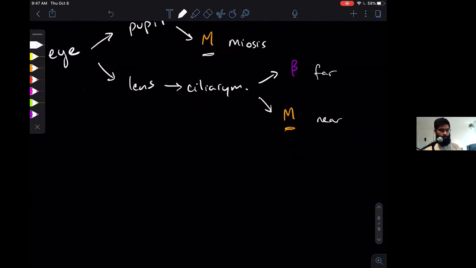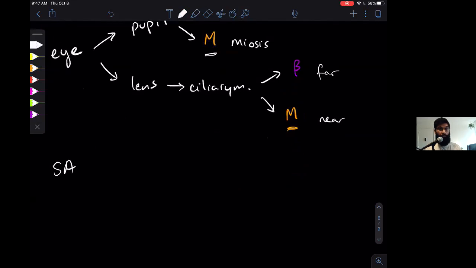Let's take another example. Let's take the sinoatrial node of your heart. This is the primary pacemaker of your heart. The sinoatrial node is going to be under control of both sympathetic and parasympathetic. Sympathetic is going to be under control of beta 1 receptors. So beta 1 receptors, what did we say that was? Well, beta 1 is going to be stimulation of the heart, so this is going to allow for increased. And this is adrenergic again, right? So this is primarily going to be sympathetic.